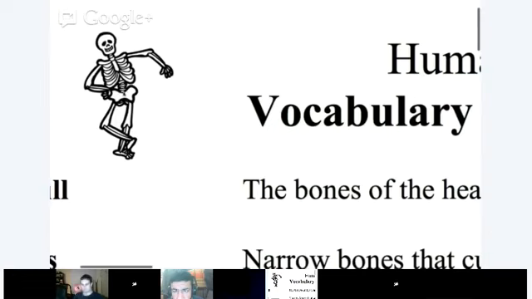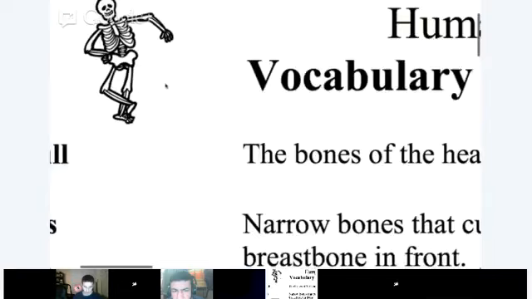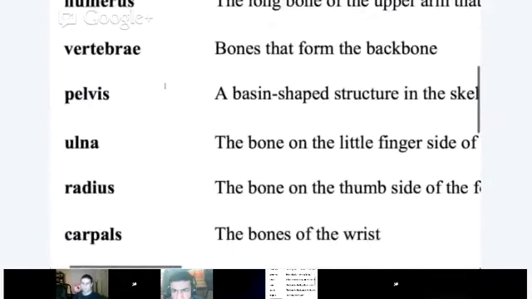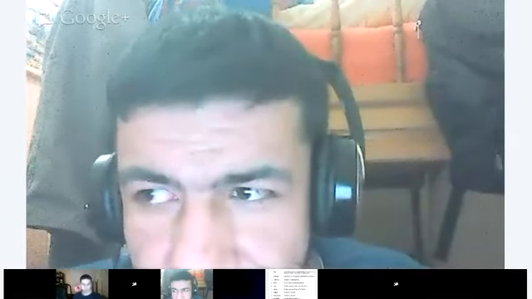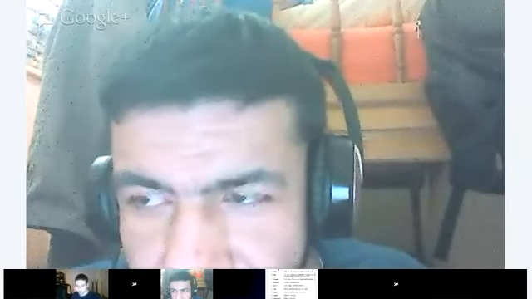So you have vertebrae. In plural form, the entire backbone is made of vertebrae. This one bone is called a vertebra. All right? Is that clear? And there are 33 small pieces in the vertebrae.